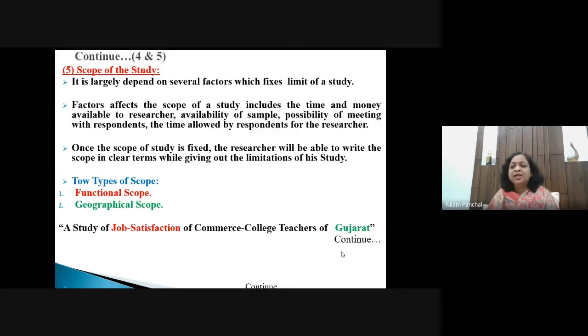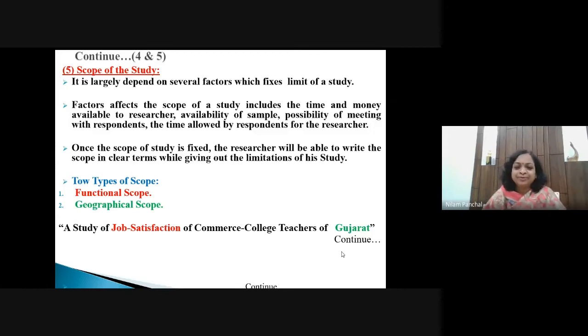Say, for example, your research is on identifying the hygiene factors in a slum area, and suddenly Covid came up, the project period was up to 1 year and you could not go to collect the data. How would you do that? And what is the time allowed by the respondents for the researcher? That is also very, very important. Once the scope of the study is fixed, the researcher would be able to write the scope in clear terms while giving out the limitations of the study.